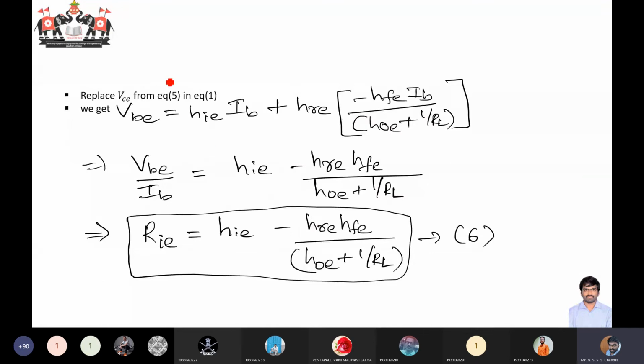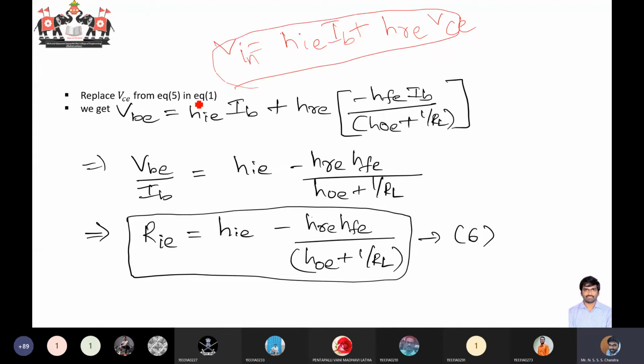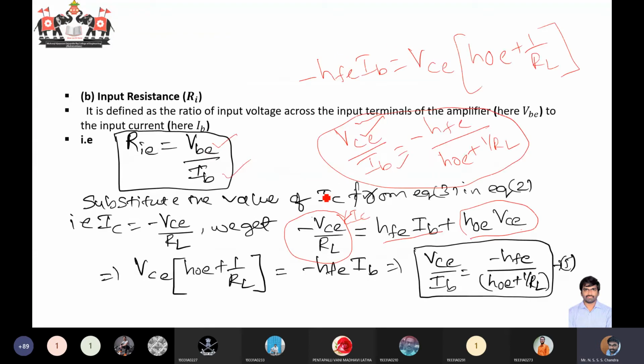So what is your equation number 1? V in is equal to HIE into IB plus HRE into VC. This was supposed to be your equation number 1, where V in is nothing but your VBE. So in this equation, I'm going to write VCE. So what will our VCE value be now?